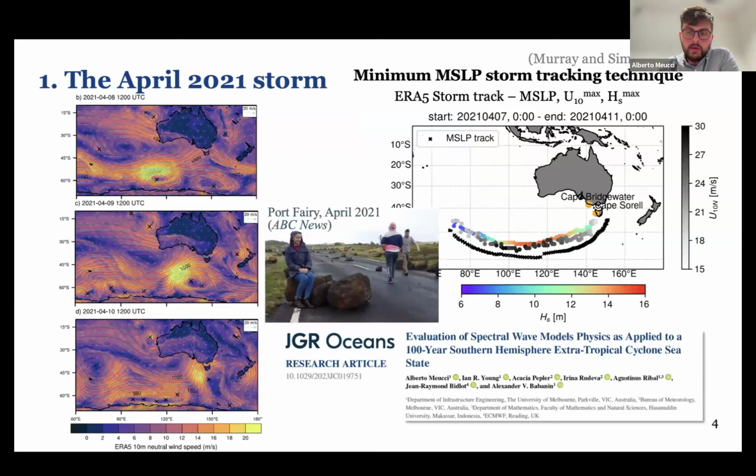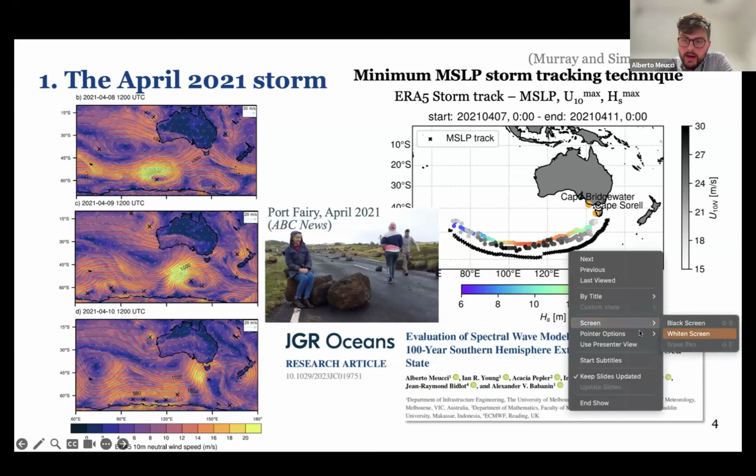So all of our work on the evaluation and calibration of this model stemmed from 2 studies mainly. One that I've done as a personal interest on the April 2021 storm that we have here in Victoria, which actually launched these big boulders onto the road. And it was quite a major news shock. And so we decided to have a look at this storm.